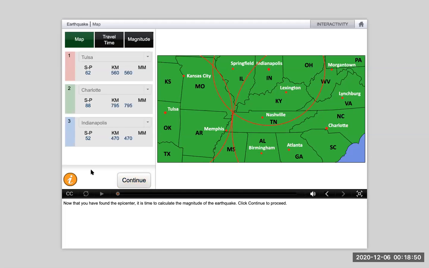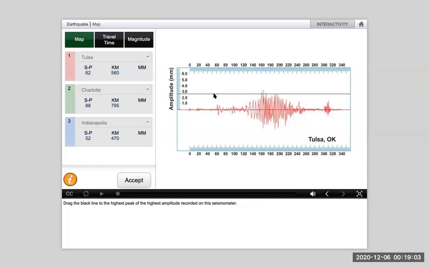Now that you have found the epicenter, it is time to calculate the magnitude. Click continue to proceed. I'm going to click continue. To determine the highest amplitude of ground motion recorded, in order to get the magnitude, we're going to measure the highest amplitude recorded on the seismogram here.